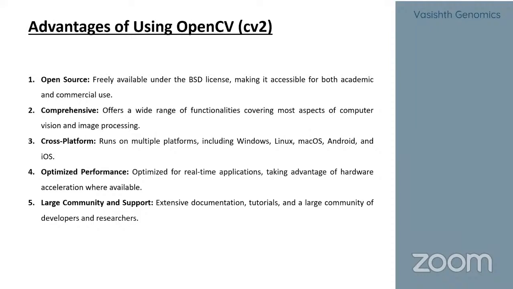OpenCV has its own tutorial. So the advantages of using OpenCV: first, it is open source, freely available under the BSD license, making it accessible for both academic and commercial use. It offers a wide variety of functionalities covering most aspects of computer vision and image processing. It is also cross-platform. It runs on multiple platforms like Windows, Linux, Mac OS, and so on.